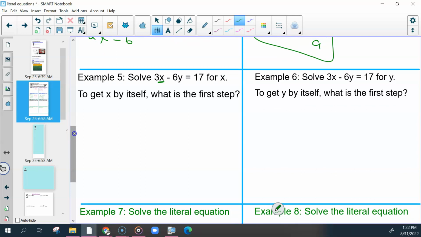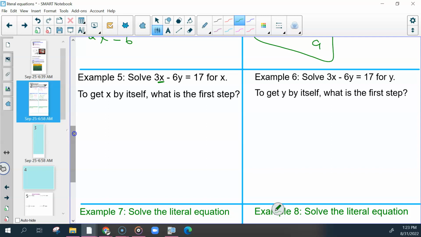Now in this case, this is a literal equation because we're not going to get an actual numerical answer, because they have 2 different variables. So our goal is to get x by itself. We have to get rid of the 3. We also have to get rid of the -6 and the y, but right now they're together, so we could get rid of that at the same time.